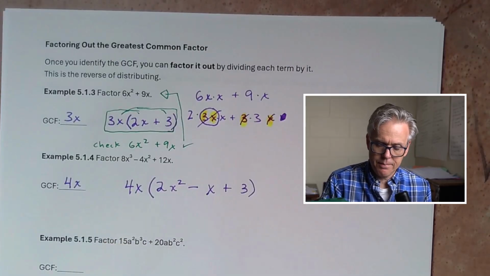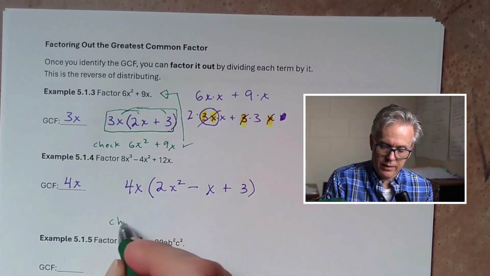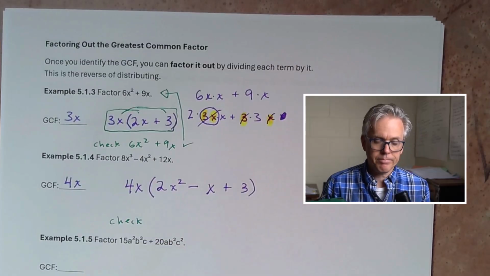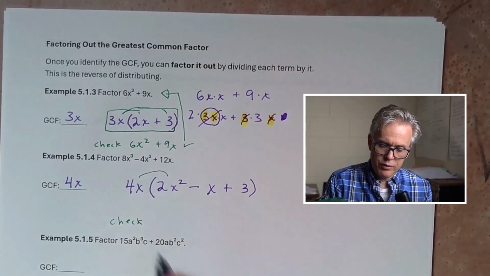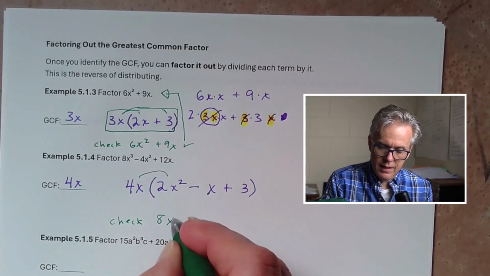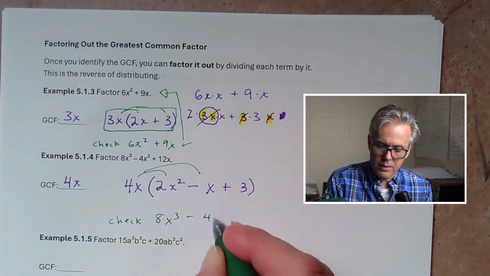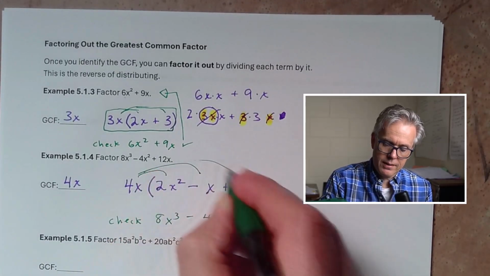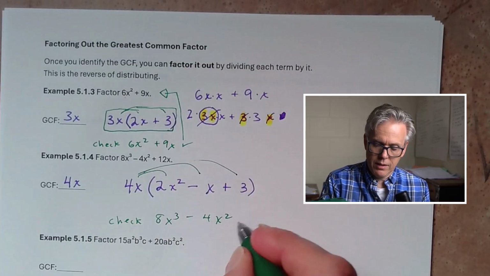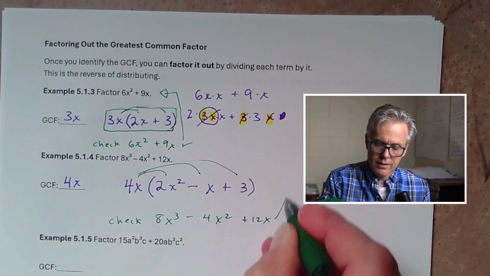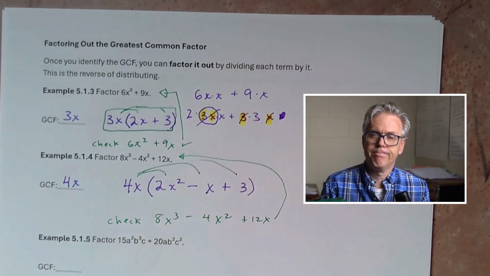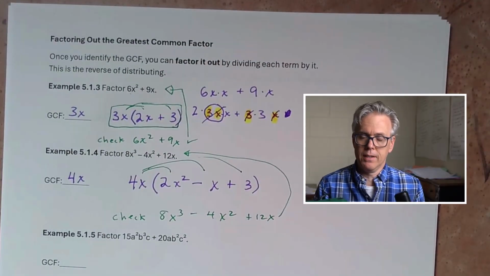Again, let's check this. Distribute through. Here's my check. 4x times 2x squared is 8x cubed. 4x times a negative x is minus 4x squared. And 4x times 3 is 12x. Notice I get my original expression. I'm pretty confident that I got that one right.